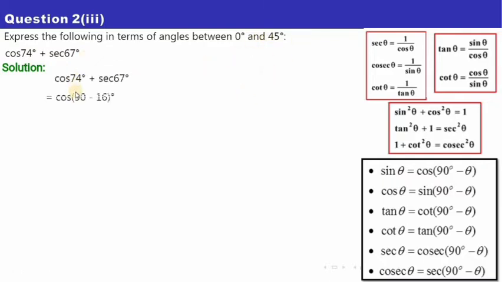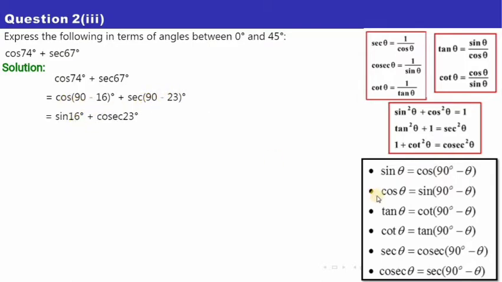So can I write 74 as 90 minus 16? Yes. Similarly, this 67 degree can be written as 90 minus 23. Now cos 90 minus theta, from the first one, is sine theta. So that's why this first one becomes sine 16 degree.